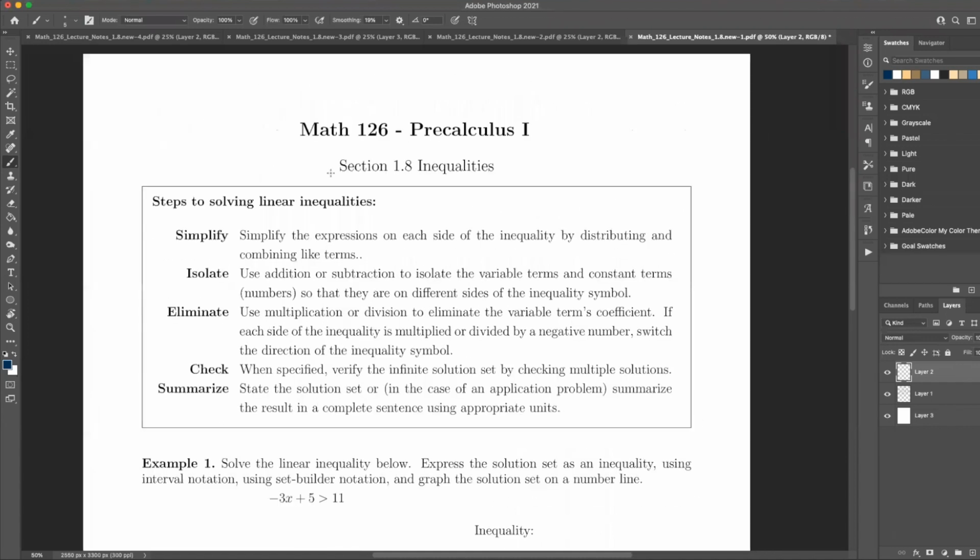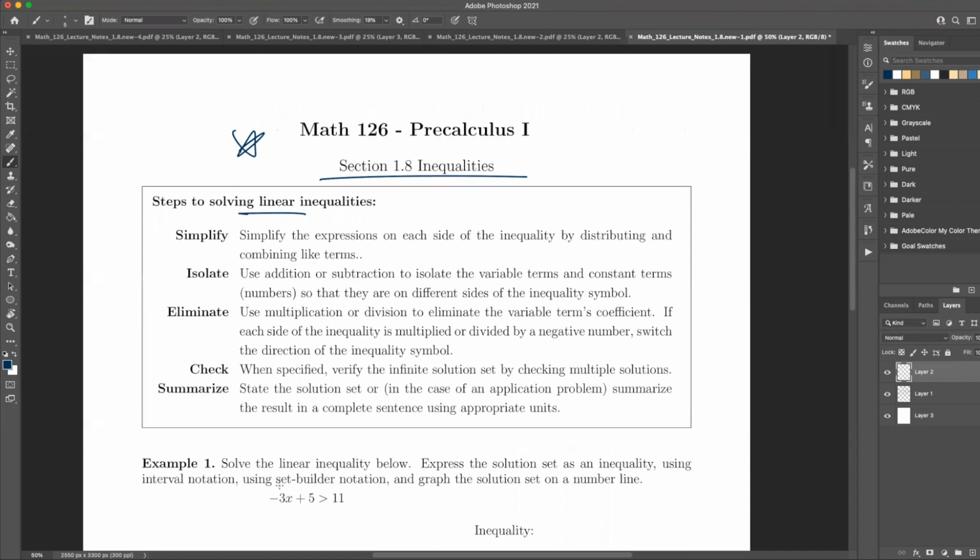So let's talk about inequalities. To solve inequalities, most of the time you simplify the expression. For linear ones, you're going to simplify the expression by distributing. So you simplify this as much as you can. That's all this is. Then you isolate this.